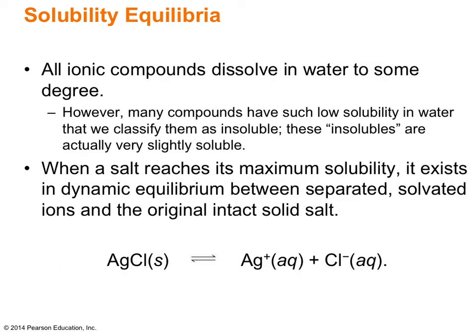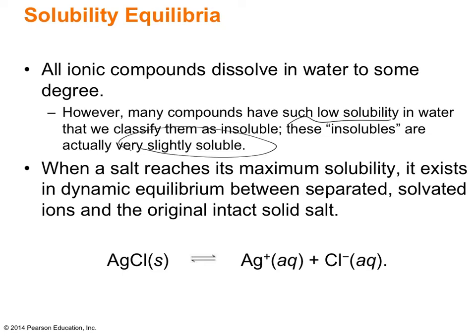It turns out that all ionic compounds have some measurable degree of solubility in water. Now, in the first semester of chemistry, you were taught that there were some insoluble ionic compounds. It turns out those compounds have such low solubility that it can essentially be neglected in most cases. But there is a measurable, although very, very small, solubility, and that's what this lecture is about.